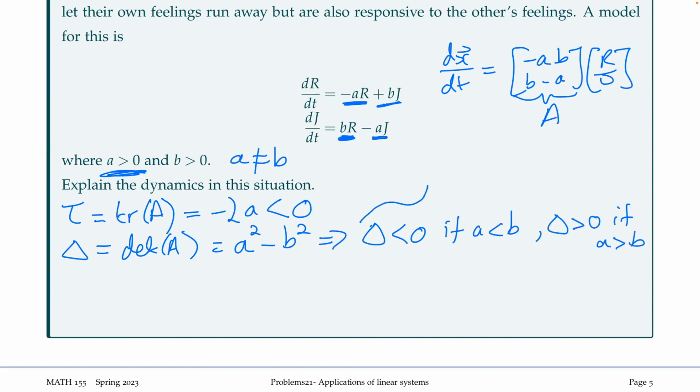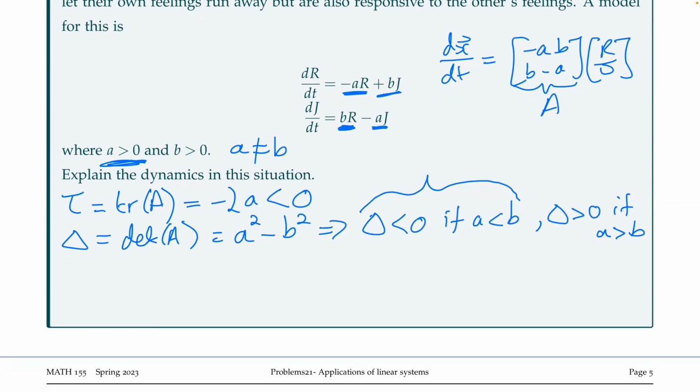So in this case here, if you were to refer back to the diagram that we had in the lecture, a negative determinant is going to give us a saddle. And if we've got a negative trace and a positive determinant, that means we either have a stable node or a stable spiral. How do I distinguish between these two?